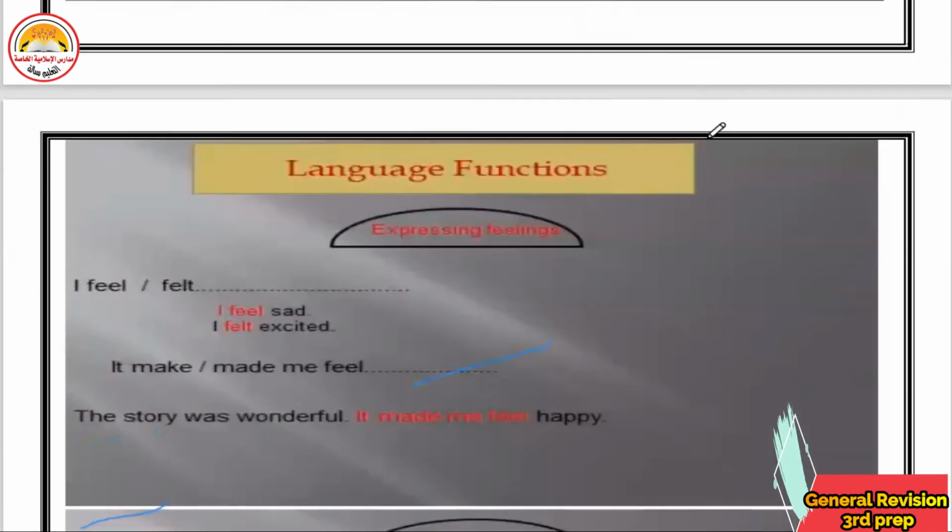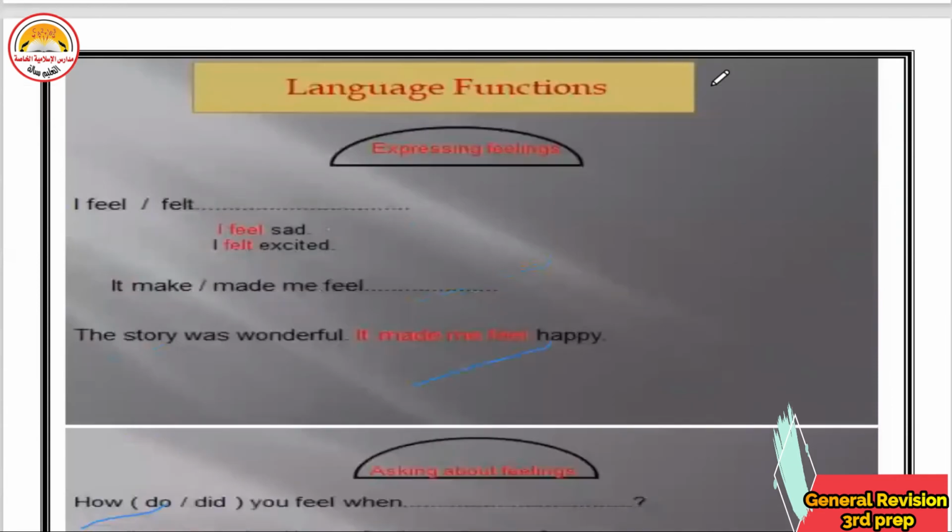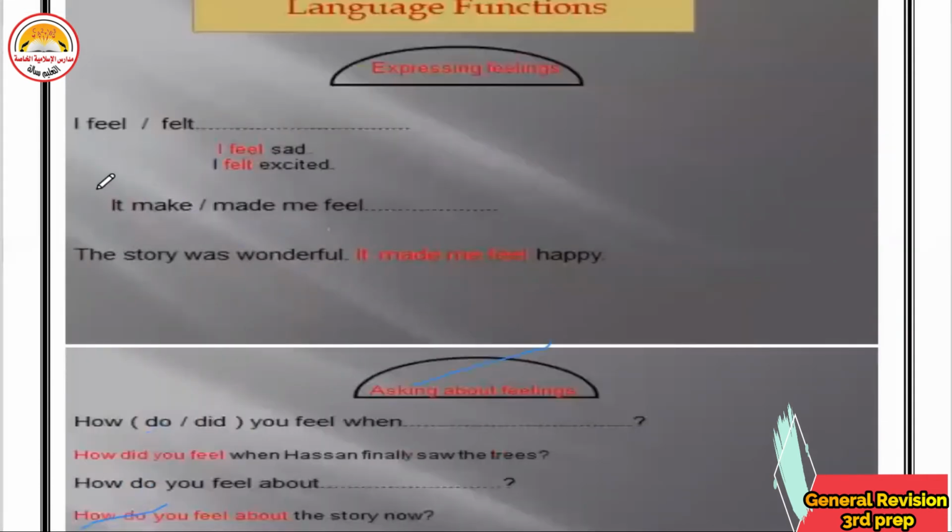Okay. Fewest. Thank you. We have language function, how we express our feeling. When you have the question of what would you say in each of the following situations, when you say, how do you feel about this film or this lesson, we express our feeling using I feel in the present or I felt in the past, okay? I feel sad or I felt excited. We can use it made me feel.